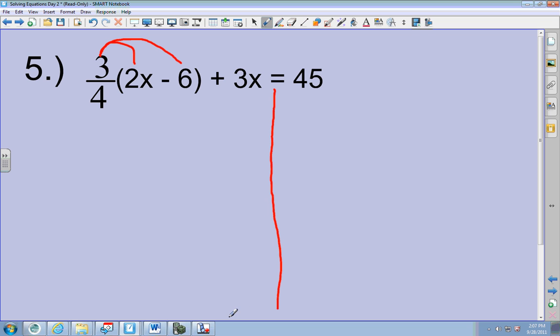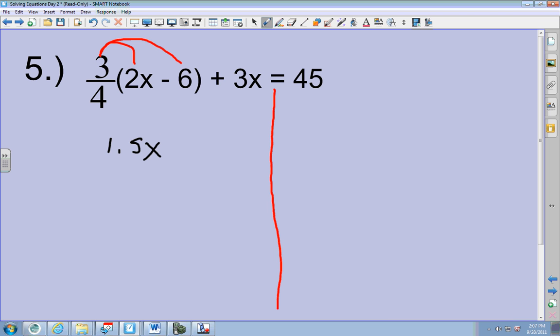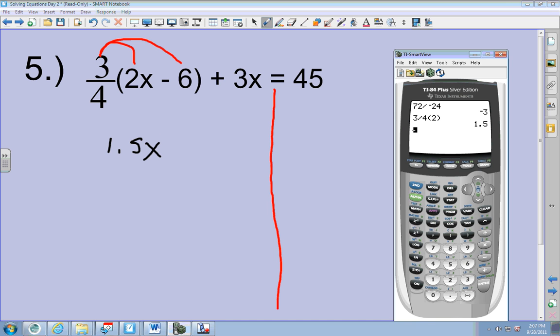Now, one of the things you can do in the calculator is you can go up here and put in there, I know I'm supposed to take 3, divide 4, and put in parentheses the 2, and press enter. Okay, so I've got 1.5, so I'm going to go 1.5x. Let me pull that back up. See, because I'd multiplied those together, and that's what I have here.